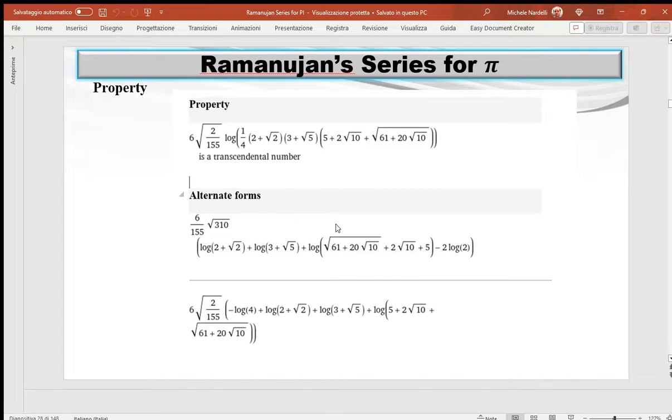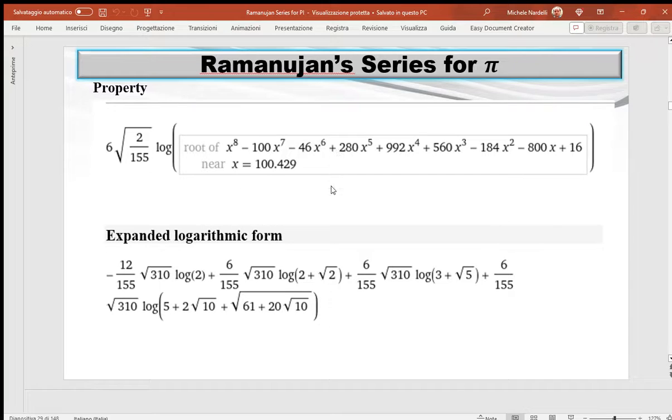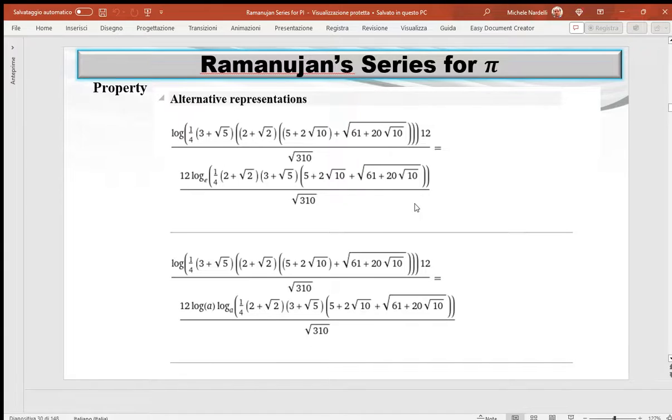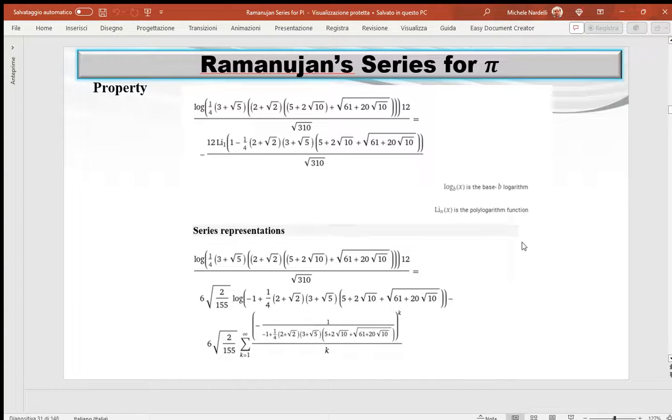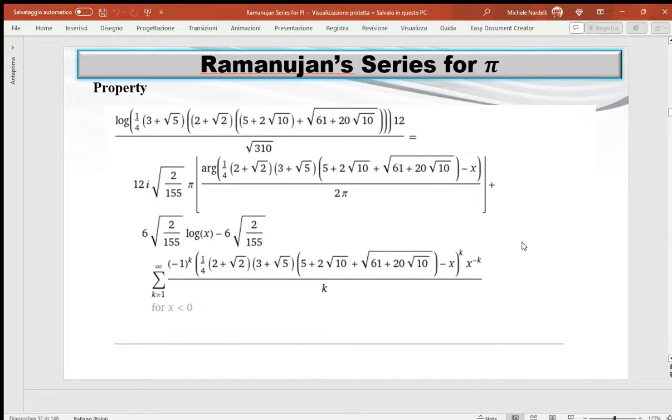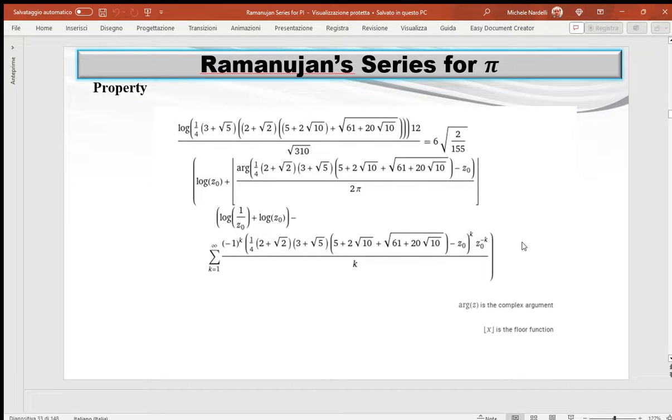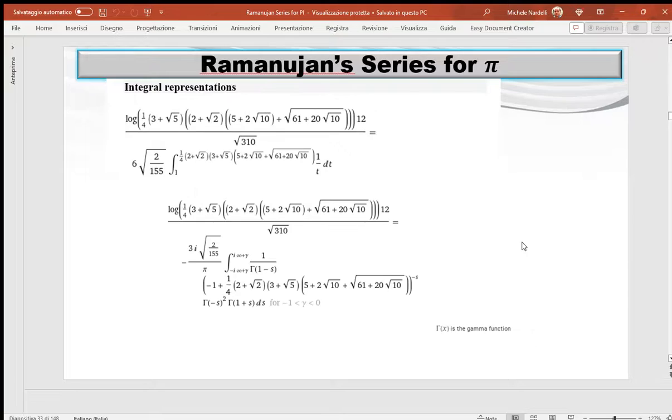We obtain the alternate forms, the expanded logarithmic form, the alternative representation, the series representation, and the integral representation.